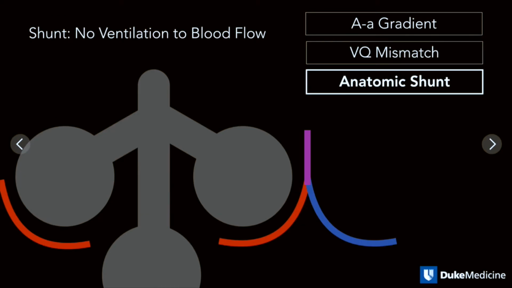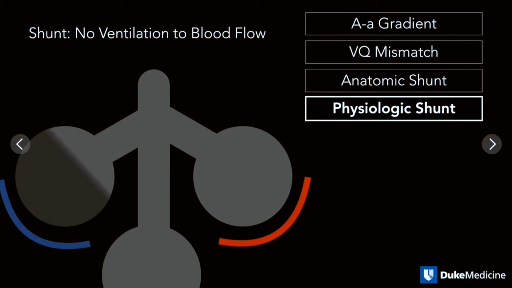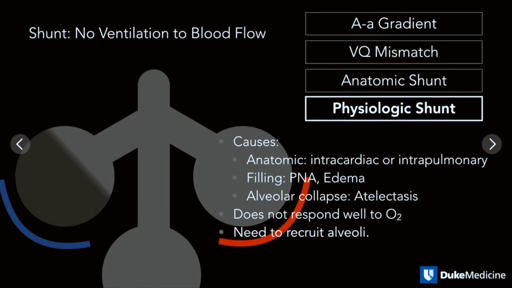Shunt, there's no ventilation to blood flow. So this can be a direct right to left shunt, so mixing of arterial and venous blood, or it can be a physiologic shunt, where edema, pneumonia, or other causes of alveolar filling lead to no O2 being able to reach the alveolus, and then there is no oxygenation of the blood flow to that alveolus. No matter how much you increase that O2, there is no way to overcome that. So it does not respond well to oxygen.